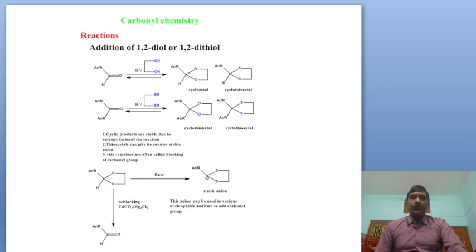The next reaction is addition of 1,2-diol or 1,2-dithiol. 1,2-diol or 1,2-dithiol also add to form the cycloacetal or cycloketal, that is cycloacetal or cyclothioacetal, cycloketal or cyclothioketal. The cyclic products are more stable than the acyclic products also.